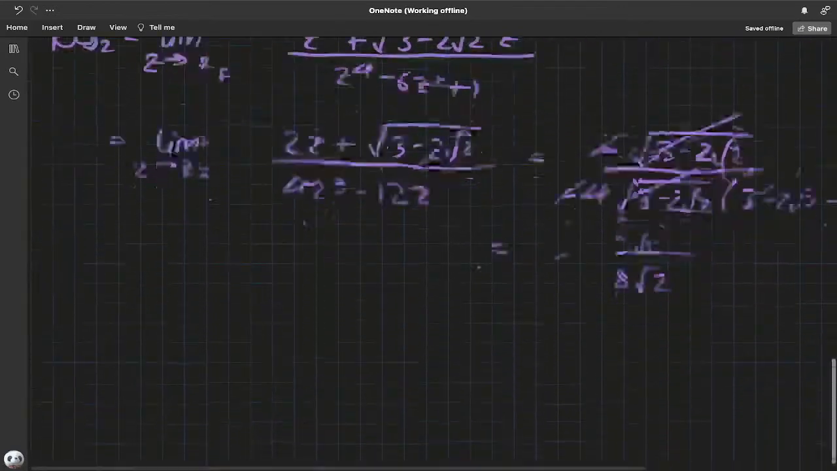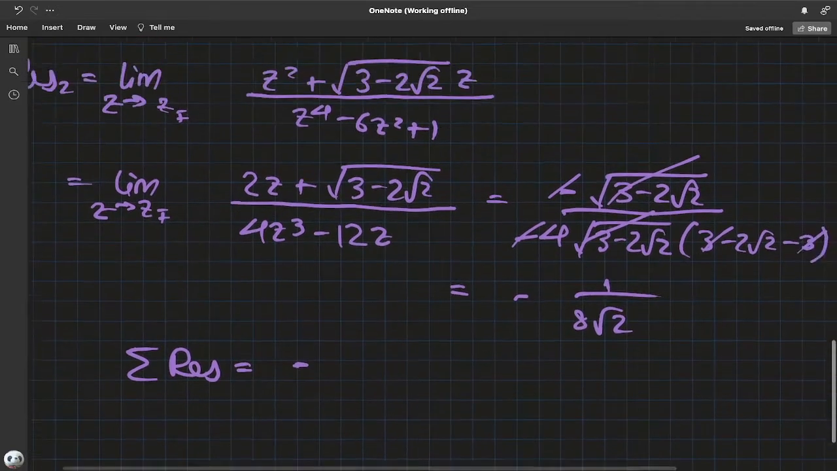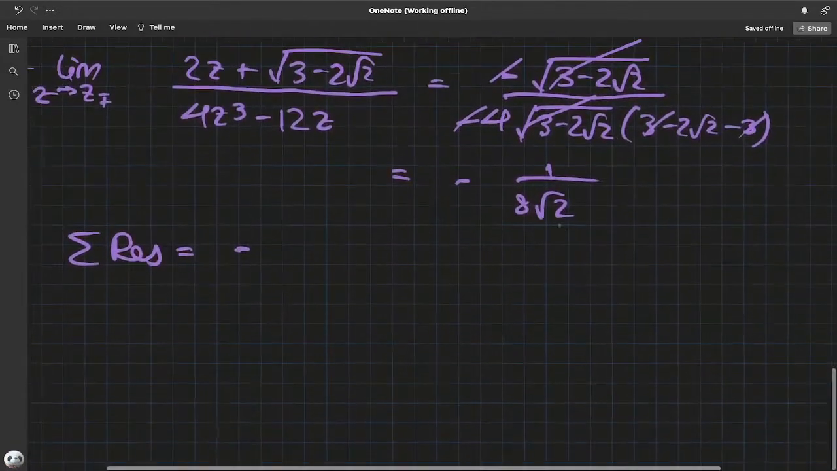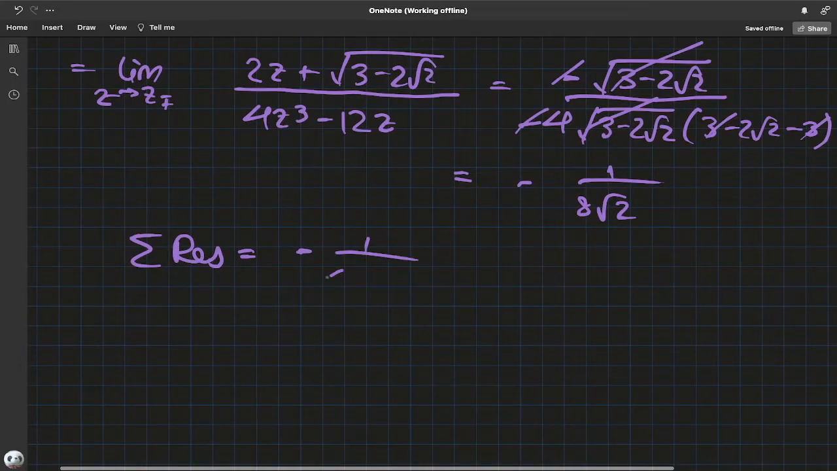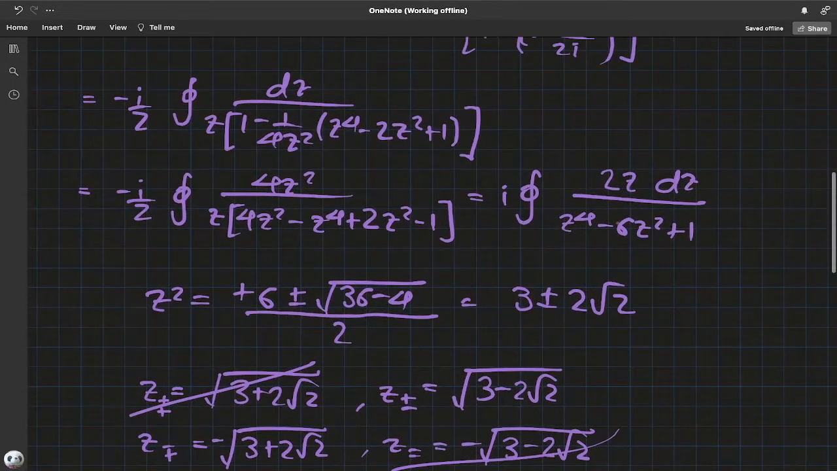That's residue number 2. So the sum of residues now, because these are the only residues enclosed, is this plus this. So this twice basically. Negative 1 over 4 root 2. We know the sum of residues. Now we can actually use the residue theorem, because we can just substitute that for this contour integral.